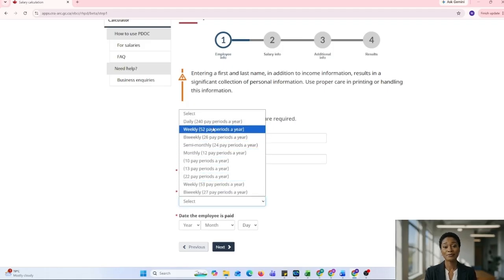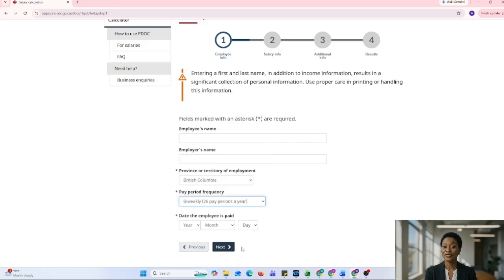Bi-weekly payroll has 26 pay periods per year, while semi-monthly payroll is paid on fixed dates, such as the 15th and the 30th or 31st, resulting in 24 pay periods per year. These two are often confused, so be careful when calculating payroll. Next, Alex enters the pay date and clicks Next.